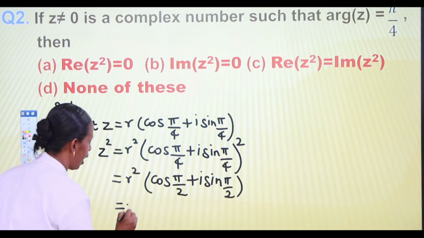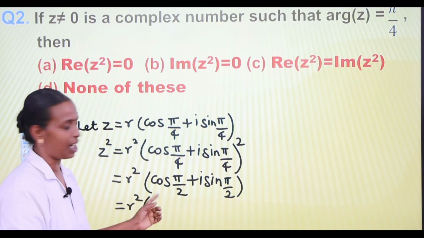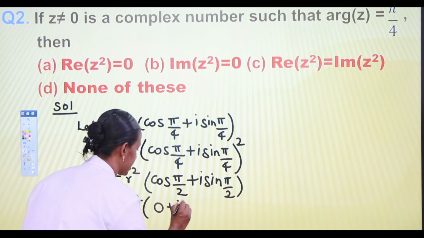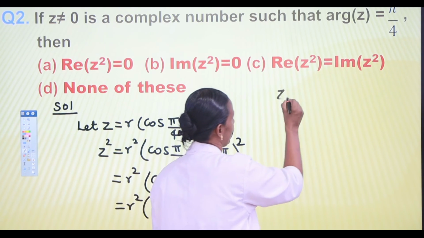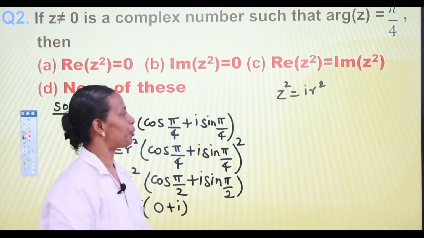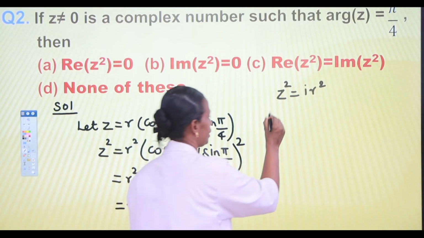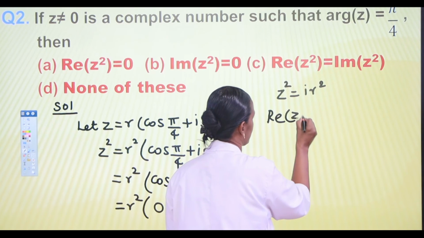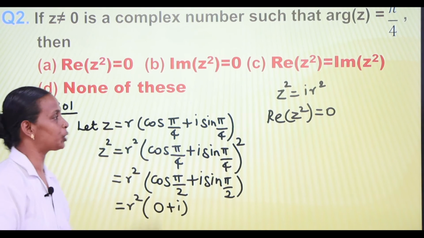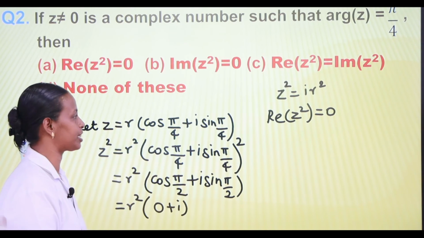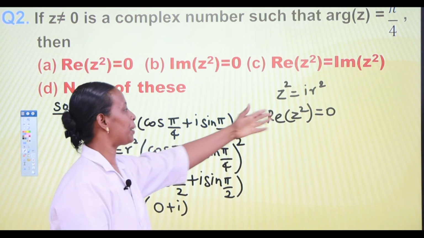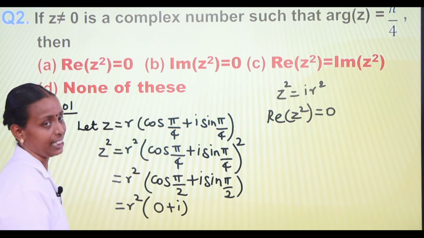So, which is equal to r square into cos pi by 2, that is cos 90, cos 90 is 0, sin 90 is 1, so plus i. Your answer is i r square, z square value is i r square. So, the value of z square is purely imaginary, there is no real part, therefore, real part of z square is equal to 0. Real part of z square is 0, there is no real part, only imaginary term is there, therefore real part of z square equals 0, option A is the correct answer.